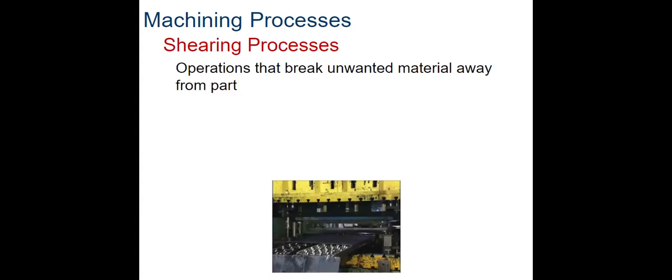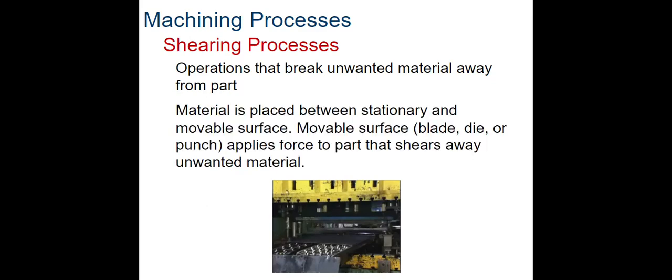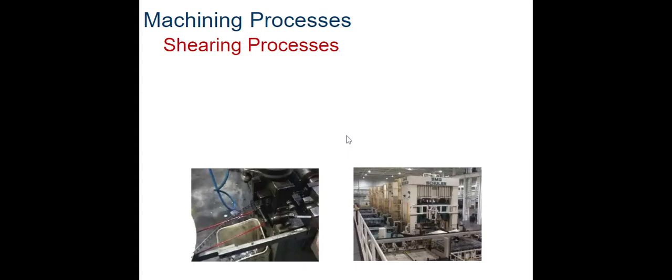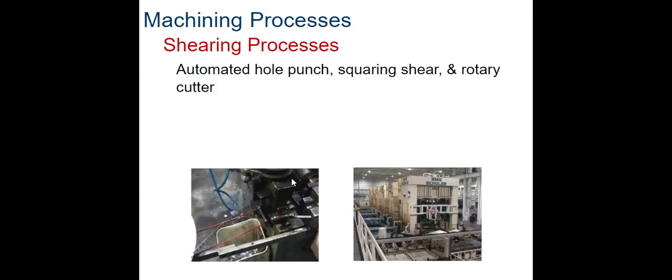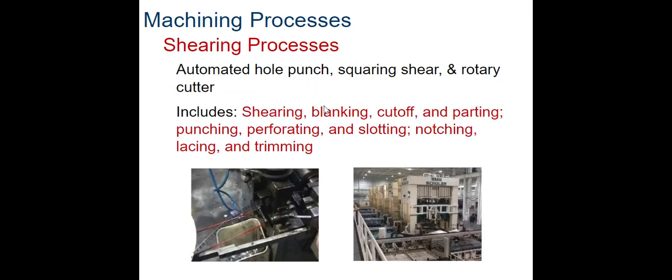Shearing process basically is where you're breaking unwanted material away from the part. We learned about shears when we learned about mechanical advantage back in the fall. Basically, the material gets placed in between a stationary and a movable surface, kind of like high-tech scissors. With scissors, you move one finger and the other stays still. So that movable surface, the blade or die or punch, applies force that shears it away, very similar to the way scissors would work. This obviously is for larger, thicker materials. The shearing process could include an automated hole punch, a squaring shear, or a rotary cutter.